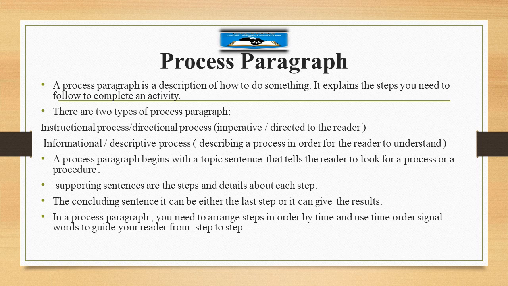A process paragraph begins with a topic sentence that tells the reader to look for a process or a procedure. So basically you have to introduce the way. First of all, you have to set the scene. You have to say, for example, there are 3 steps on how to fry an egg. Okay? Supporting sentences are the steps. So here you are giving the details, okay, for each step. You give it a supporting sentence, okay?